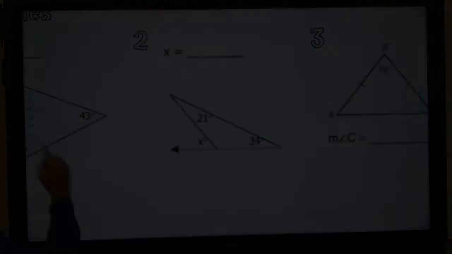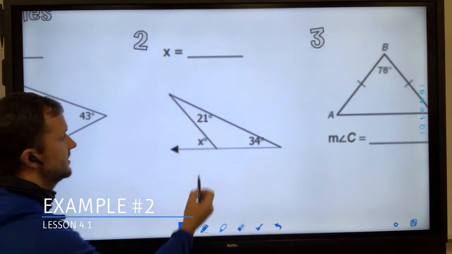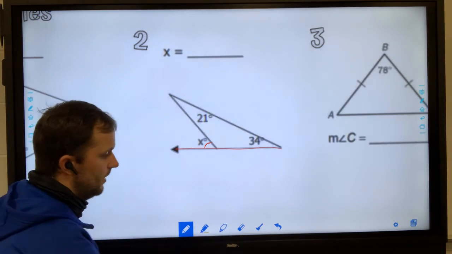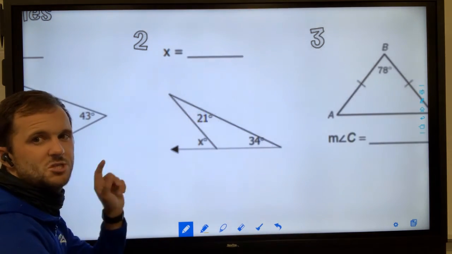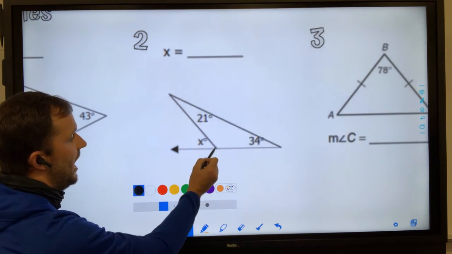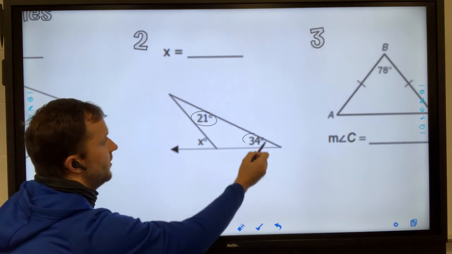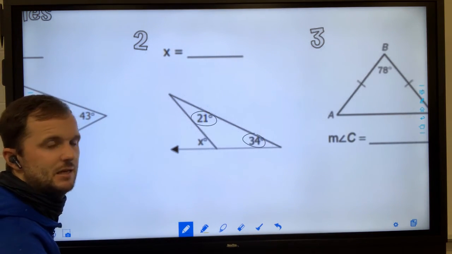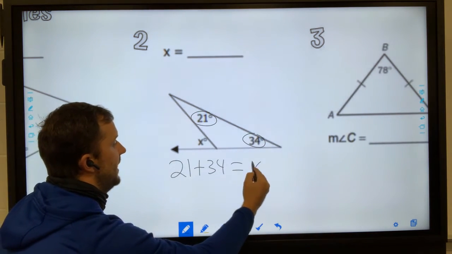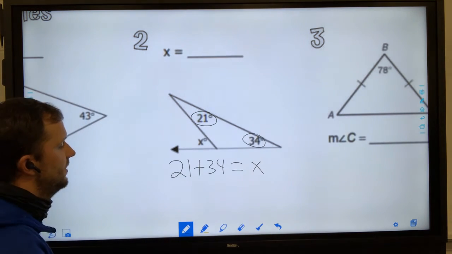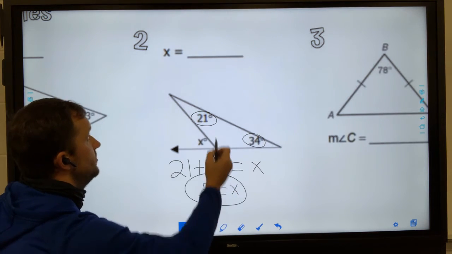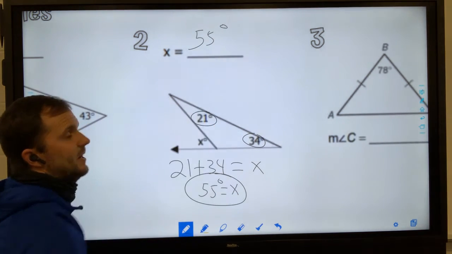Okay? So right now, I have a triangle, and it looks like if I extend this line out, it gives me an exterior angle right there. I know that the exterior angle is just the sum of my 2 remote angles. So what I'm gonna do is take the 2 angles opposite of this angle here, so 21 and 34, add those together, and that's gonna give me the value of X. So 21 plus 34 is going to be 55 degrees. So X is going to be 55 degrees. That's my exterior angle theorem.